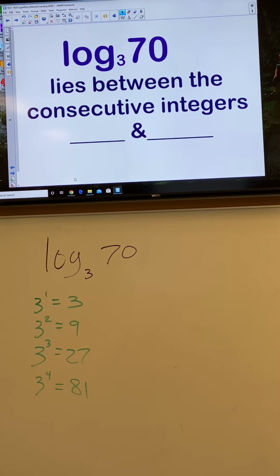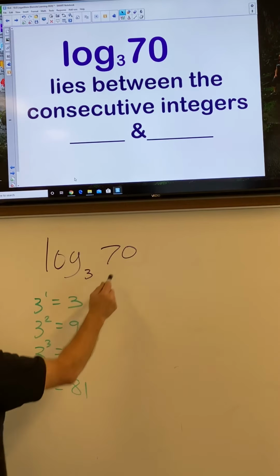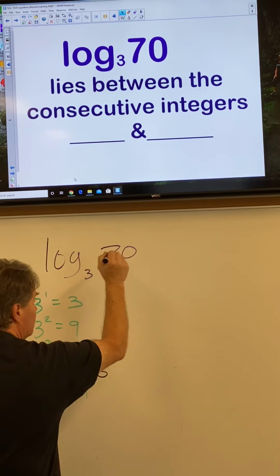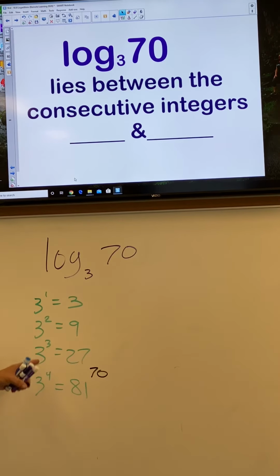Now, notice 70 is between 27 and 81, right? 70 is right in there. And it's closer to 81 than it is to 27. So that means this answer is going to be somewhere between 3 and 4, and it's going to be closer to 4. It's going to be 3 point something bigger than 3.5. It's going to be closer to 4. Like, I don't know, 3.8 something or 3.9 something.